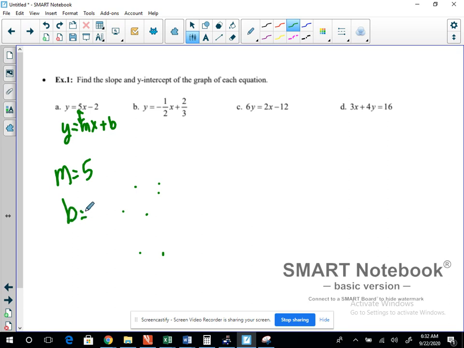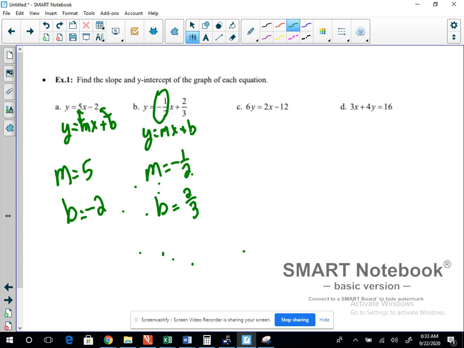Now what's b? B's our y-intercept, and it's supposed to be plus b, but we have a -2, so our b is -2. So again, you just simply look, you make a comparison, y equals mx plus b. Here m would be -1/2 because it's what's being multiplied by x, sitting next to the x there. And then b, what are they adding on? 2/3.